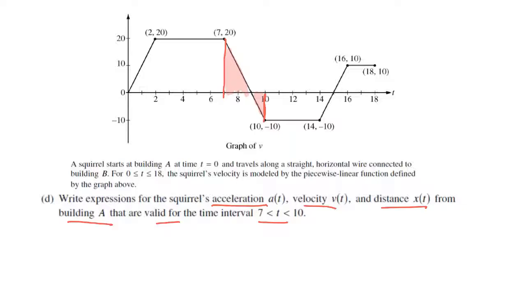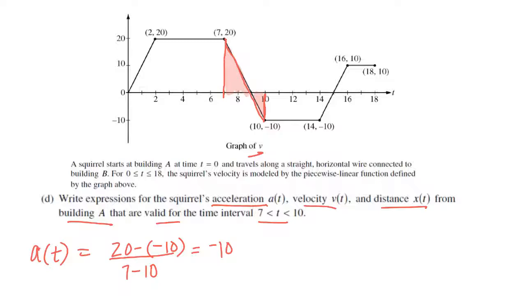For the first portion here, we could talk about acceleration. So A at t is going to be equal to, from 7 to 10, the slope. This is the graph of the velocity, so I need to talk about the slope of this line segment here, and we do have 2 points here. So to set that up, we're going to say 20 minus negative 10 over 7 minus 10. And so that's going to give us negative 10 for the acceleration.